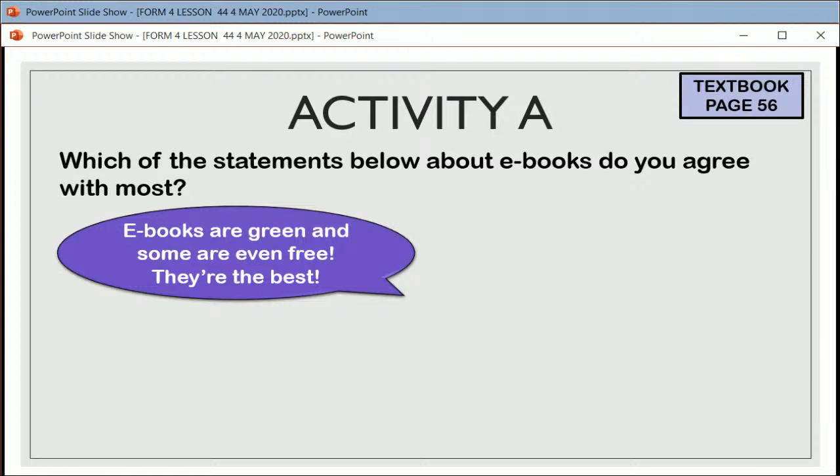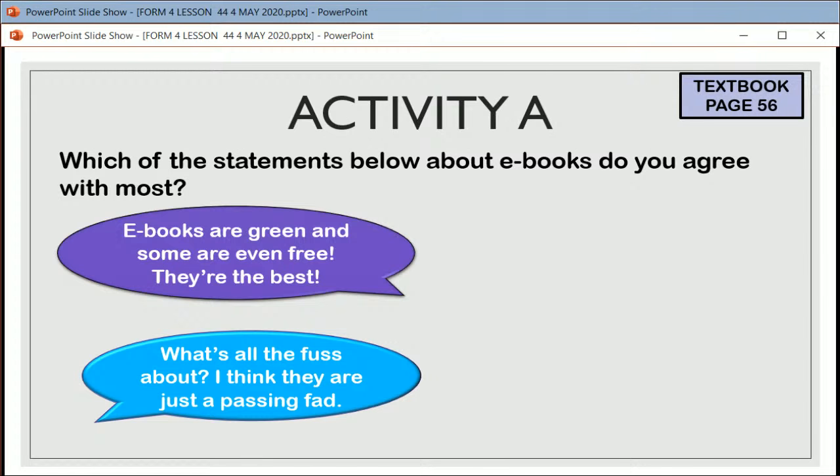Okay. Hi, Akidi. So, and some are even free. They are the best. So this is the first statement, right? Adam, why did you retract? It's fine. They save nature. Yes, that's why they are green. Okay. So this is the first statement. Exactly correct, all of you.